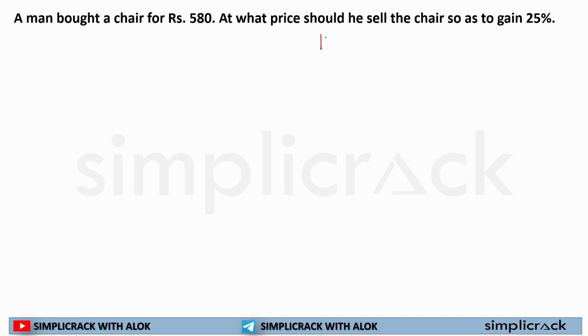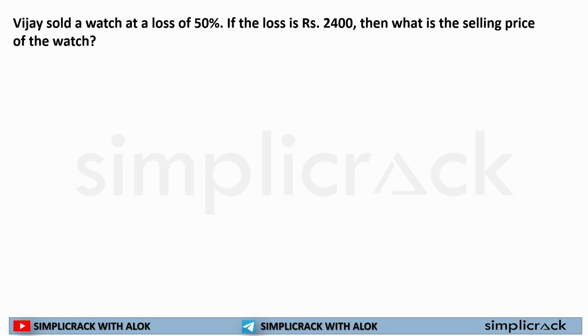This is a homework. Now, Vijay sold a watch at 50% loss. Selling price by cost price is what? 100 minus X by 100. I hope this is clear. Or I had told you loss is equal to what? Loss percentage of cost price. I hope you remember these both things.